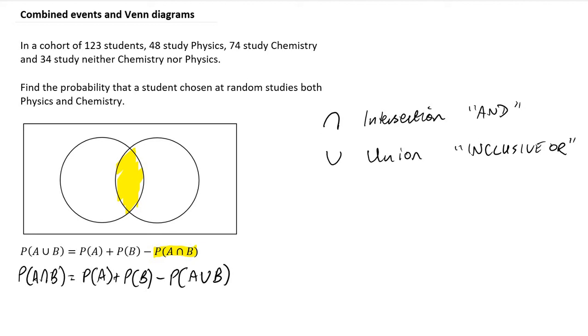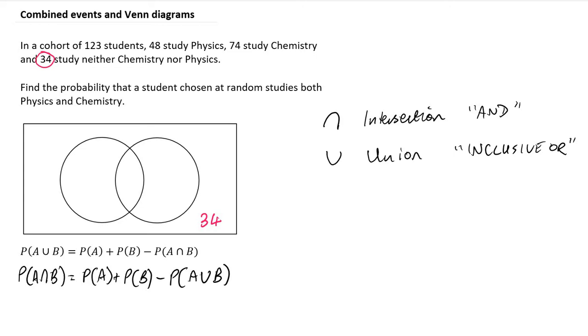So, to work this out, we'll start by labeling the information that we're given. And we are told that there are 34 who study neither chemistry nor physics, and they belong here. Now, in terms of filling out the rest of it, it's now time to go to the formula.